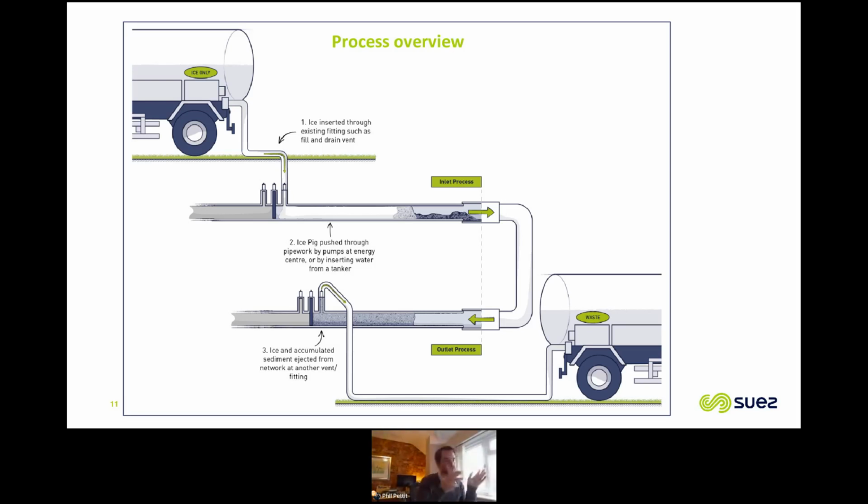And that is then pushed through the pipework using a water source, which can be from either a water tanker or from the energy centre. So you can either push it through using the fitting on the pipe or from the energy centre itself. And as it goes through the network, it collects all that material, and it's then discharged again at another existing vent, and all of that waste is collected in a waste tanker and is removed from the site.